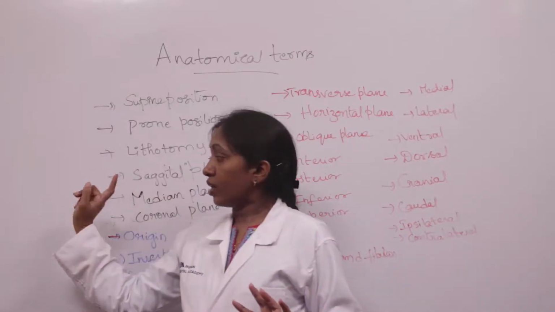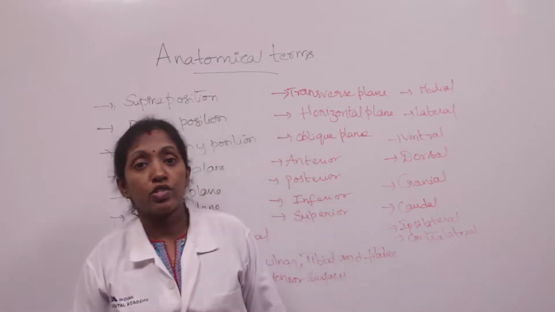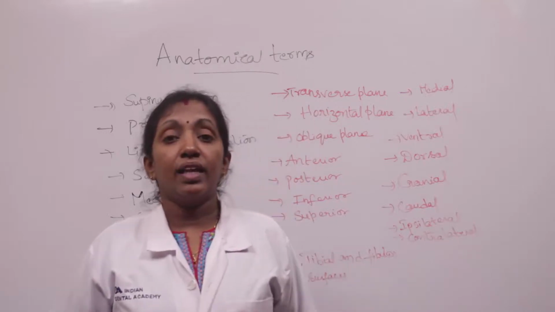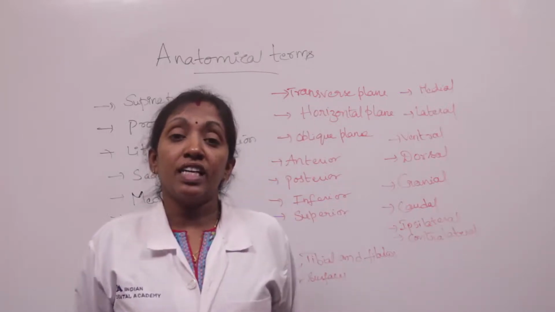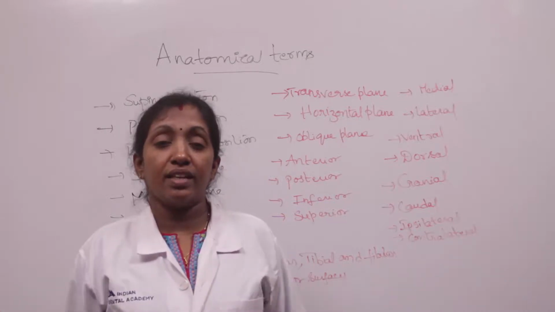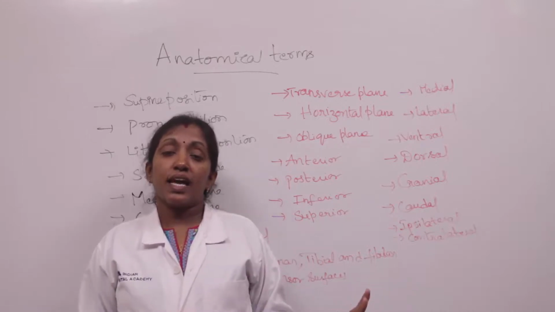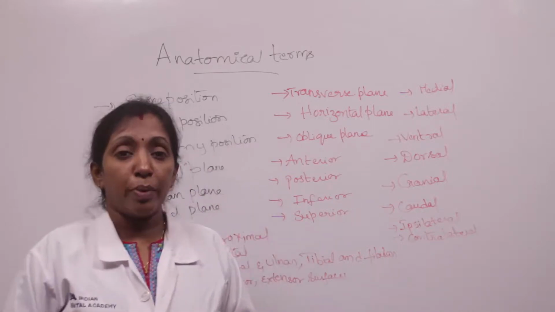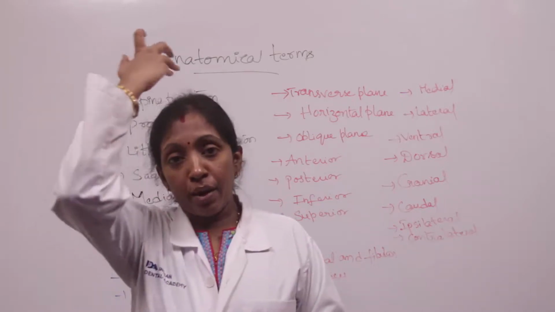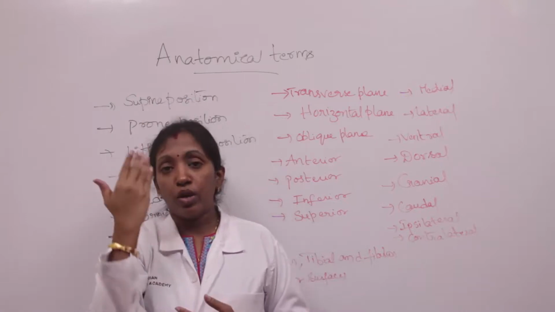And the next one is the lithotomy position. In the lithotomy position, the buttocks are at the edge of the table, the knees are flexed, and the legs are kept apart. This is the lithotomy position. And coming to the various planes, this is the median plane, which divides the body into right and left halves.